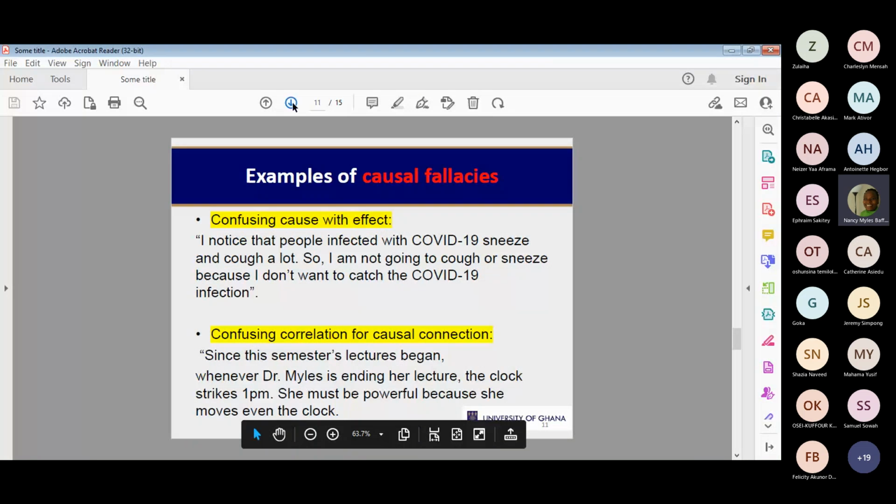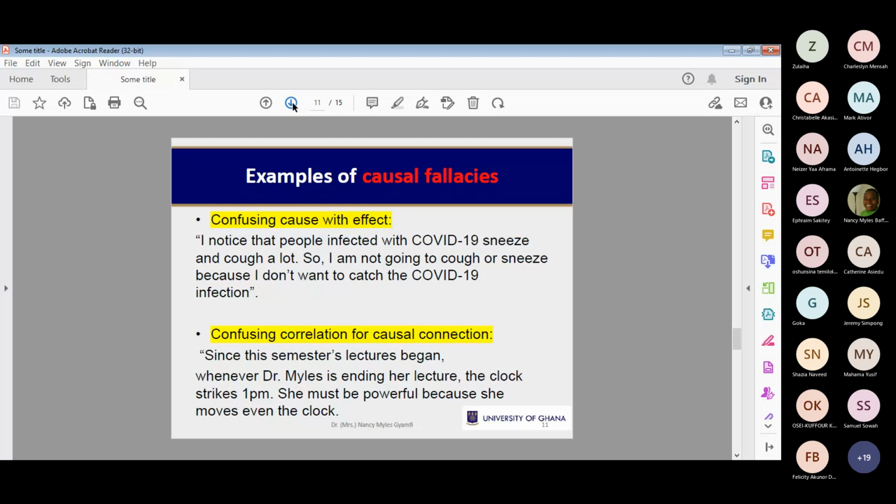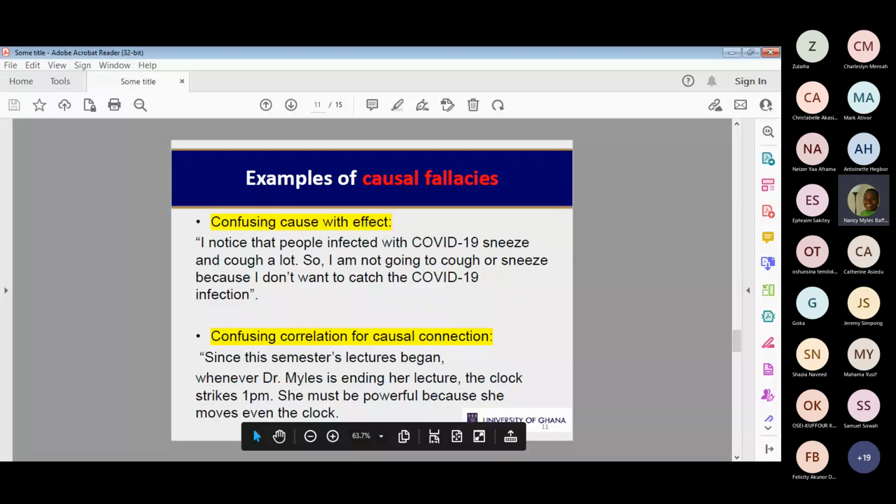I notice on my screen now, please. We are ending, calm down. I noticed that people infected with COVID-19 sneeze and cough a lot. So I am not going to cough or sneeze because I don't want to catch the COVID-19 infection. Can anyone see what the problem is with that? Let me hear from one or two of you.